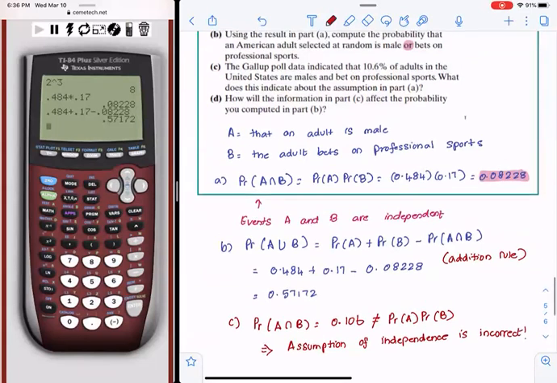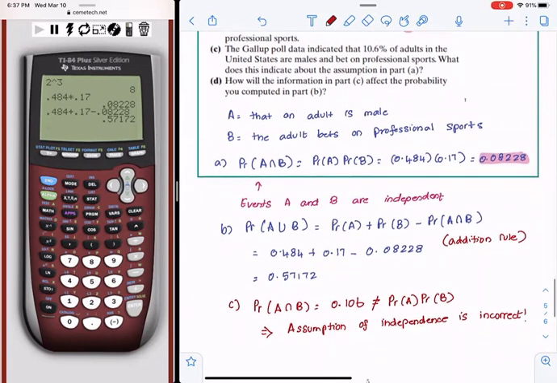If, for instance, the new Gallup poll data indicated 8.228% of adults in the United States are males and bet on professional sports, then we can say that the assumption was true because the answer from part A matches the answer from part C. So our assumption is correct, but that is not true here. They don't match. So the assumption of independence is actually incorrect.